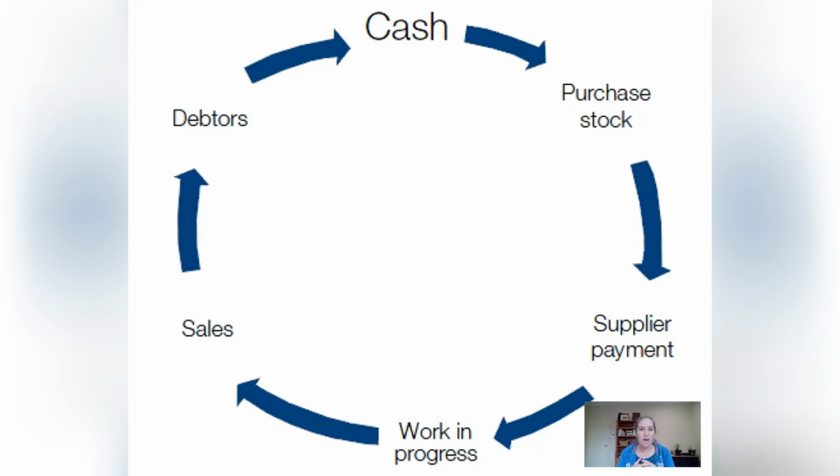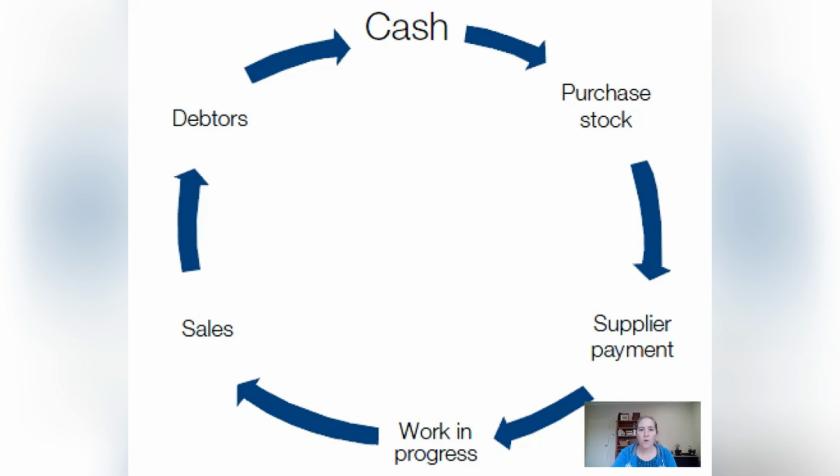Unfortunately, there's hang-ups in every single cycle. And what we need to do is really understand our own business so that we can identify where those hang-ups are, so that we can then shorten the time frame that we need for that cash flow cycle. So this cycle here that I've got, we start off with cash. There's always cash in a business.